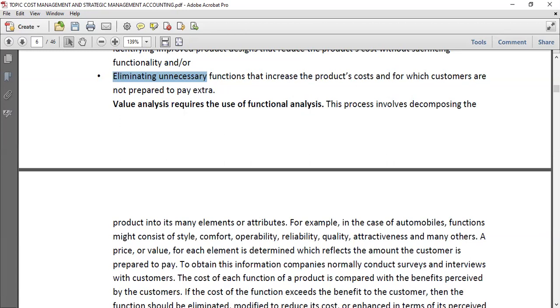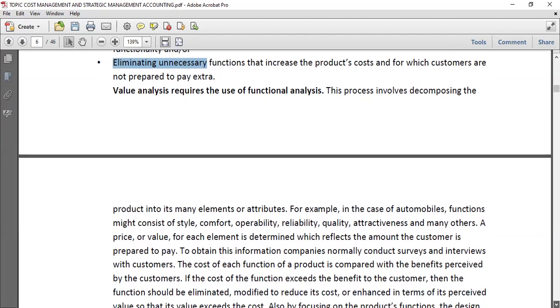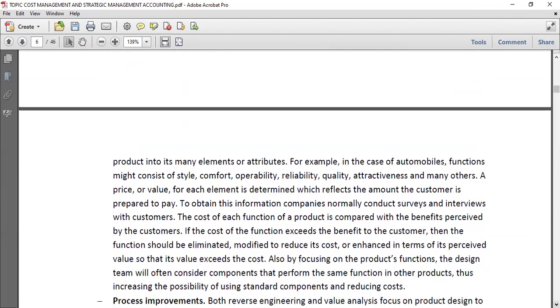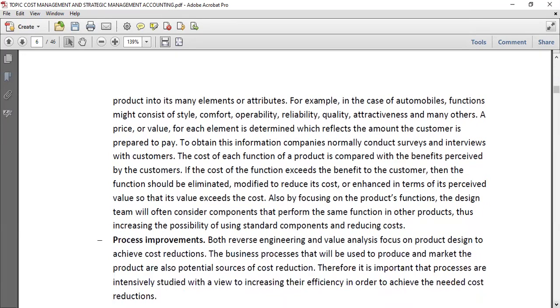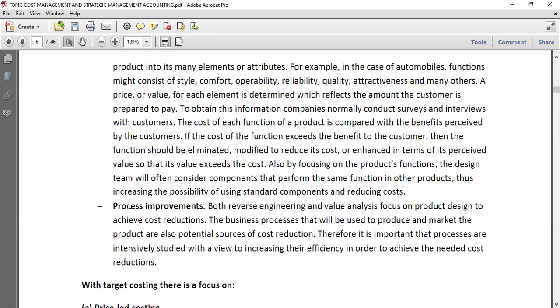And function analysis, as you're seeing, is a decomposing. Here we decompose the product into its main attributes. Some of these could be comfort, reliability, quality, attractiveness, and so on. So that is what happens with value analysis. You may be able to read the rest of the things.